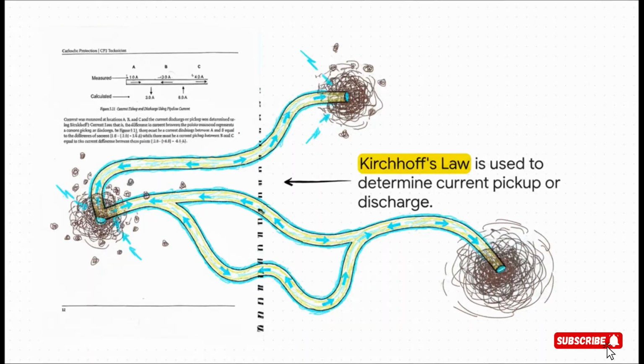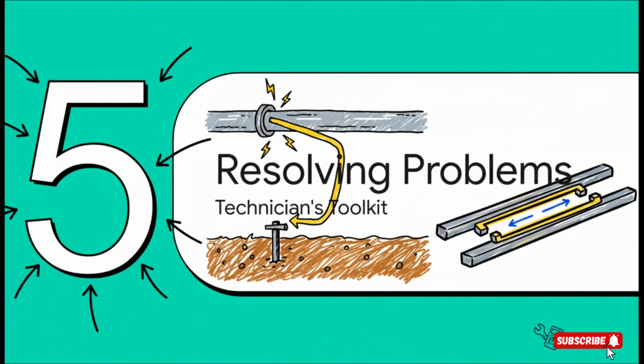So now we know where it's happening, but we need to know how much current we're losing. For that, we use a fundamental electrical law, Kirchhoff's law. It sounds complicated, but the idea is simple. Current doesn't just disappear. If you measure the current flowing along the pipe at point A, and then you measure it again down the line at point B, and the number is lower, that missing current had to go somewhere. And in our world, that somewhere is into the soil. By taking these measurements, we can calculate exactly how many amps are leaving our pipe in that section. Okay, detective work is done. We've found the source, we've mapped the crime scene, and we know the severity of the problem.